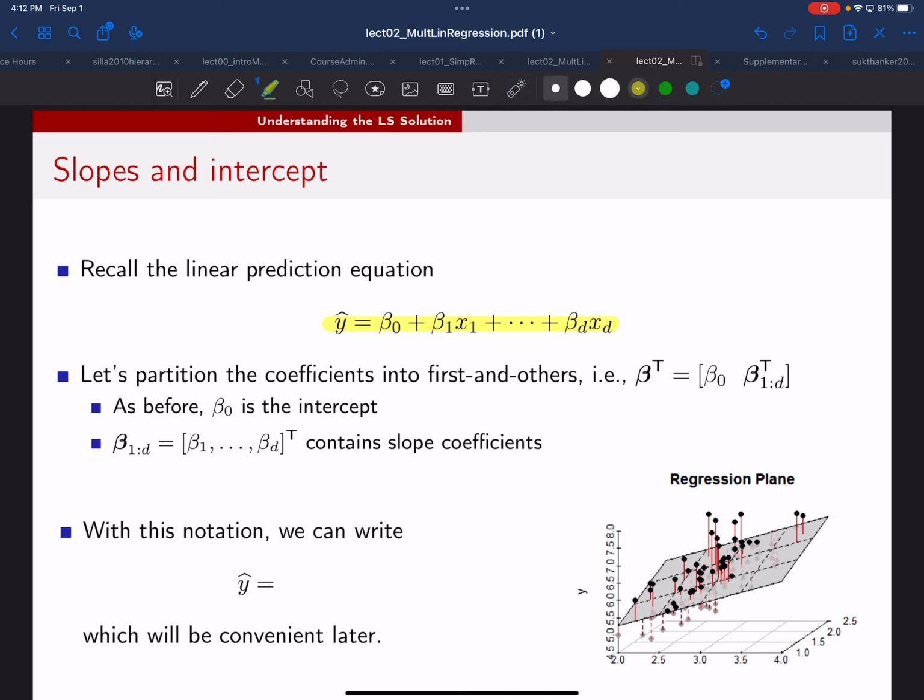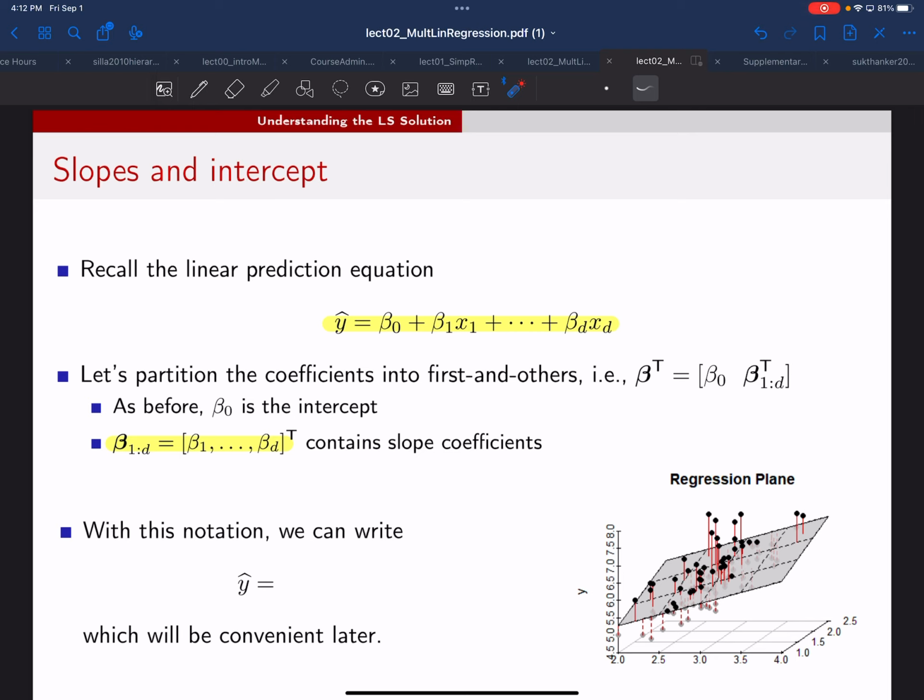So what we're going to do is define this notation beta with the 1 to D in the subscript. This is going to collect the beta coefficients beta 1 through beta D, and so this is a vector of length D. And then that is going to be separate from the intercept term. So the overall beta vector here, expressed as a row because of the transpose, has the intercept and then the rest of the coefficients here. Okay, so it's just a slightly different notation.